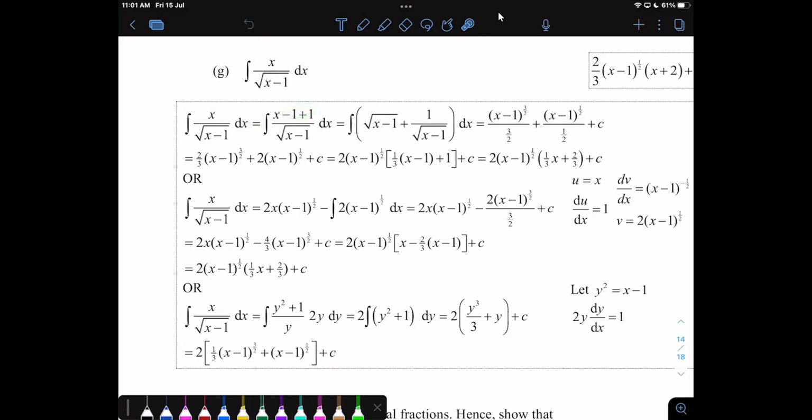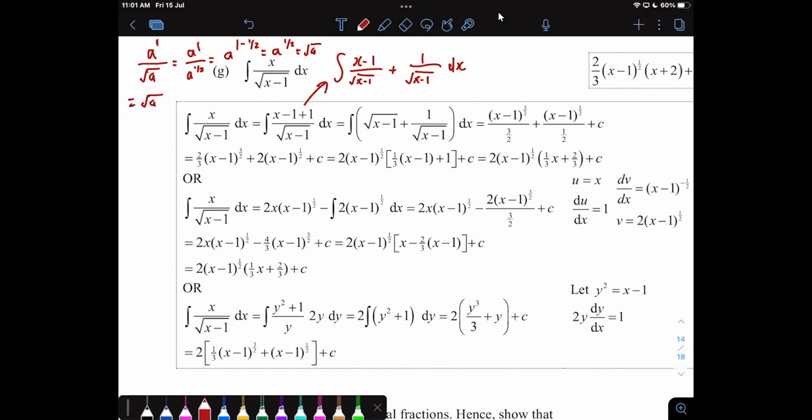Then that means that you can split up the integrand as x minus 1 over square root x minus 1 plus 1 over square root x minus 1 dx. But what is this guy over that guy? If you get a over square root of a, what is it equal to? This is just power 1, this is just power half. So it's just a power 1 minus half, which is a power half, which is square root of a. Agree? Yeah. So just to simplify things, it's just square root a.